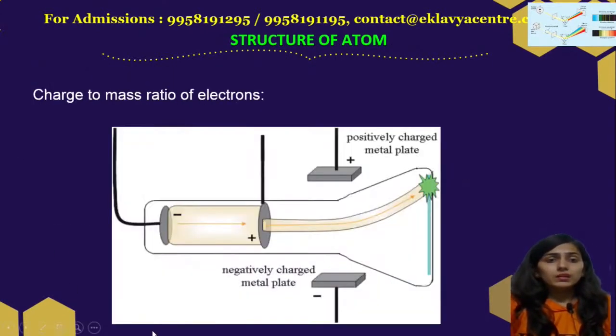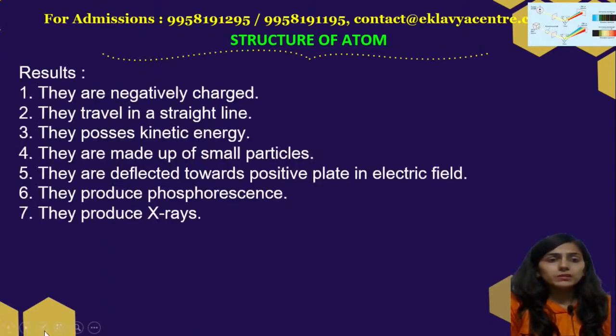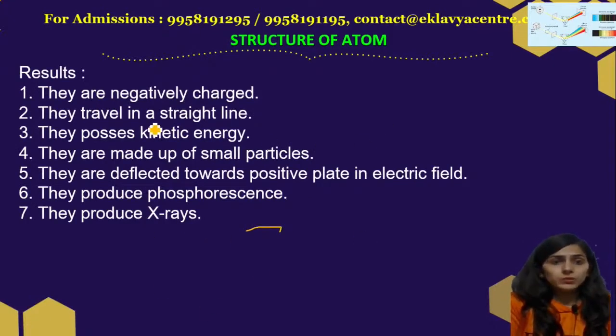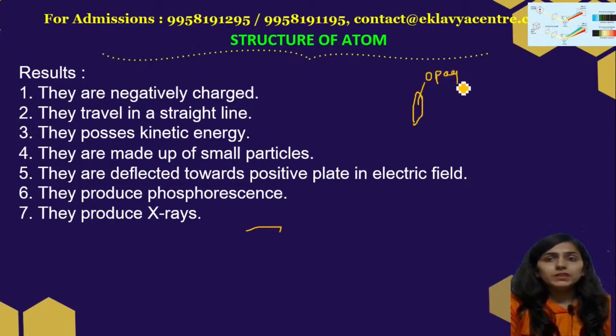Now we know that these cathode rays are negatively charged, right beta? I've told you, because they were getting attracted towards the positive terminal, the positive anode. They travel in a straight line. Yes, it was fine, but what did Faraday do? He actually put an opaque object in between. And what is an opaque object? An opaque object is one which does not allow light to pass through it. So what happened?